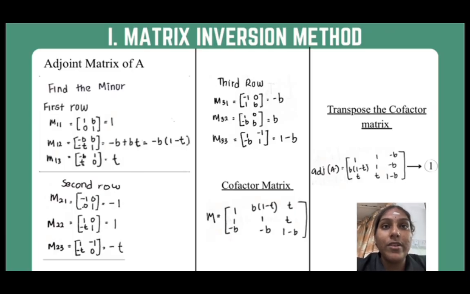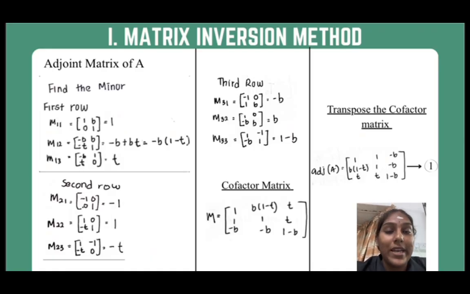So for the first row, we find the value for M11, which is 1. For M12, which is negative b, we multiply by 1 minus t. And M13 is t. For the second row, M21 is negative 1, M22 is 1, M23 is negative t. For the third row, M31 is negative b, M32 is b, M33 is 1 minus b.